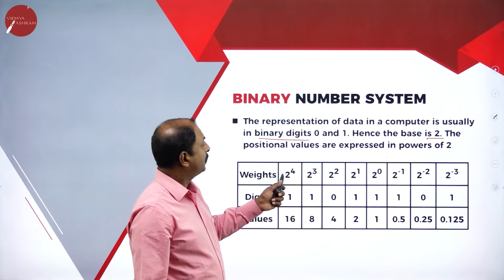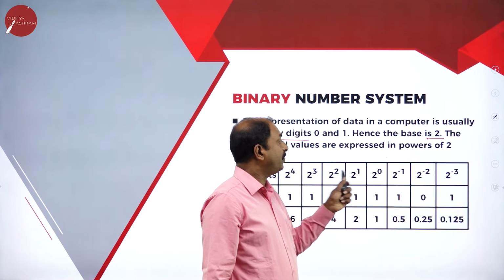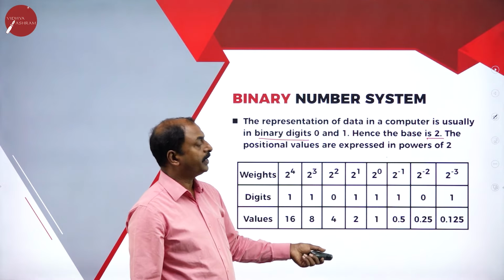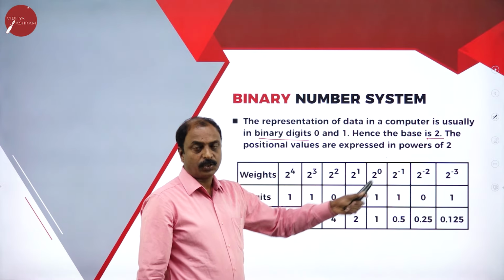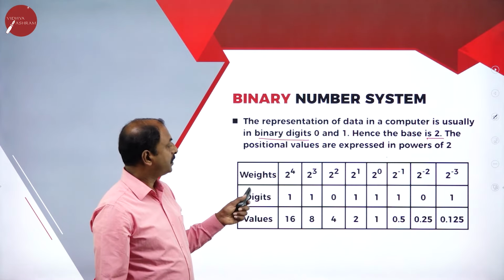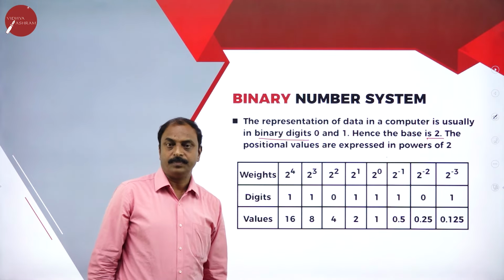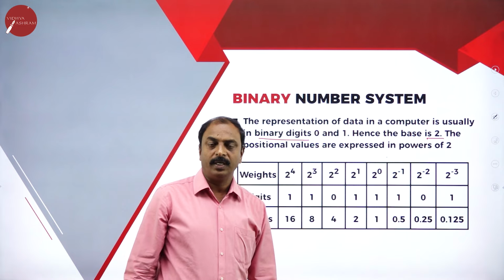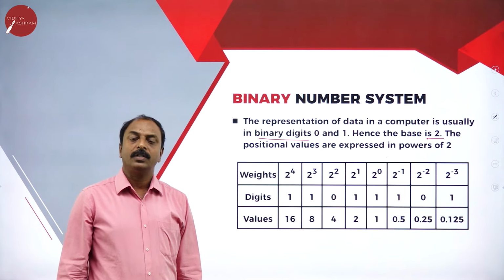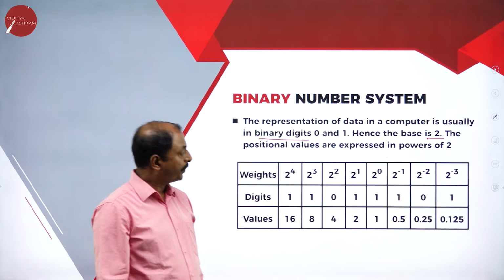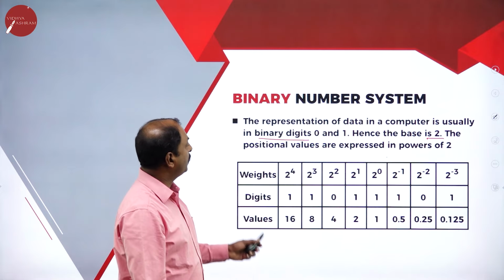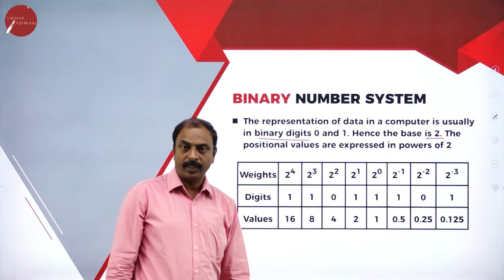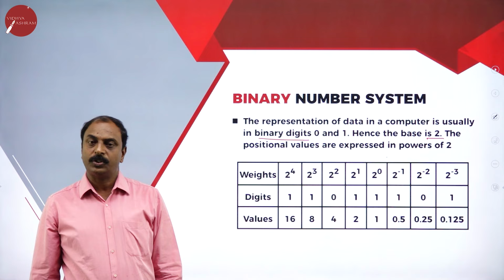These are all the positional values, which we express as powers of 2. So this is the binary number system. The base is 2. There are two digits, 0 and 1. All the values or numbers in data are represented with the help of only these two digits, zeros and 1, or with a combination of zeros and 1.